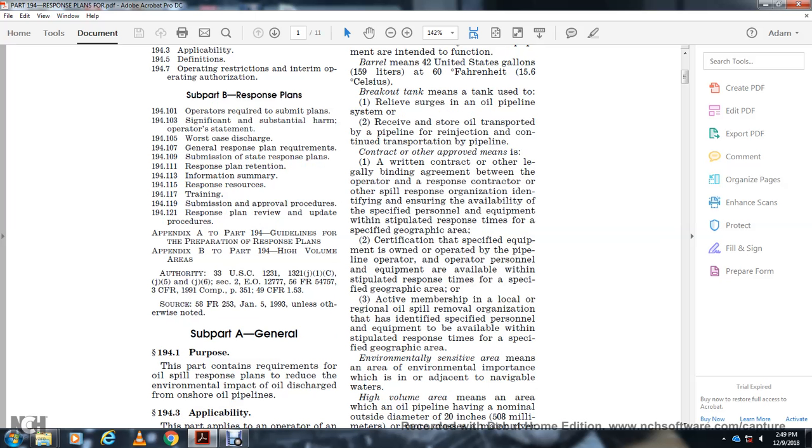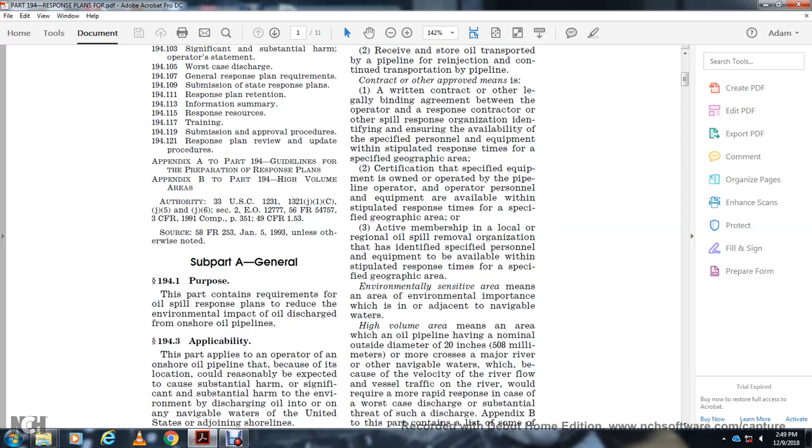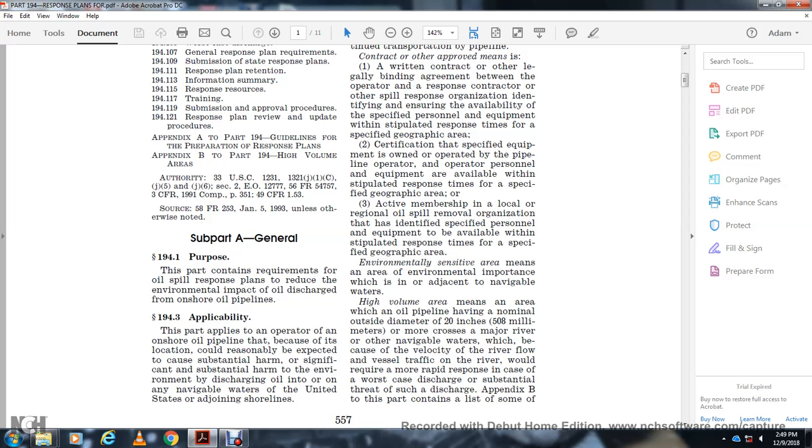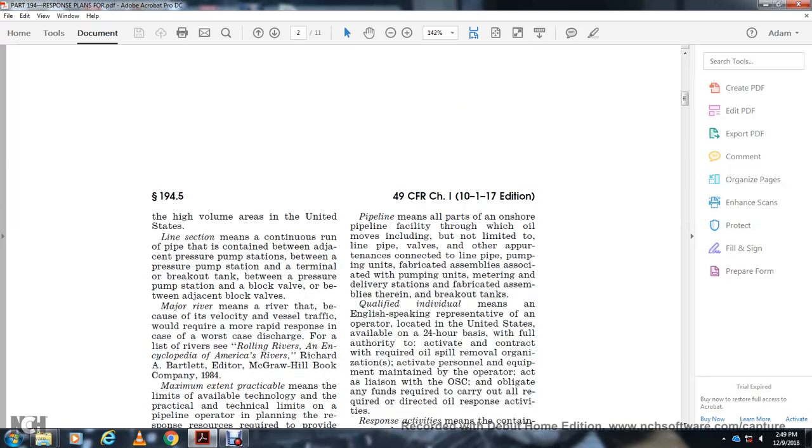Environmentally sensitive area means an area of environmental importance which is adjacent to navigable waters. High volume area means an area of an oil pipeline having a nominal outside diameter of 20 inches or more, crossing a major river or other navigable waters, which may be affected by the velocity of river flow and vessel traffic that would require more rapid response in case of a worst case discharge or substantial threat of such discharge. Appendix B of the Department contains a list of some of the high volume areas of the United States.